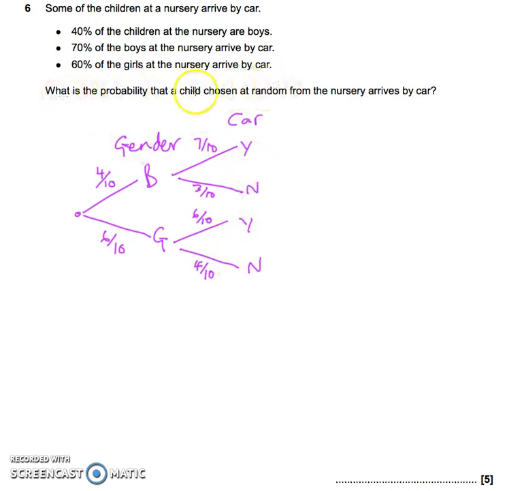Now, we have to calculate the probability that a child chosen at random from the nursery arrives by car. So we have to follow the strands here. Now, remember, when you use one of these tree diagrams, you multiply across the branches. So you multiply 4/10 by 7/10. Boys, yes. That's one of the strands that we want to include in our final answer. So we have 4/10 multiplied by 7/10, and that equals 28/100.